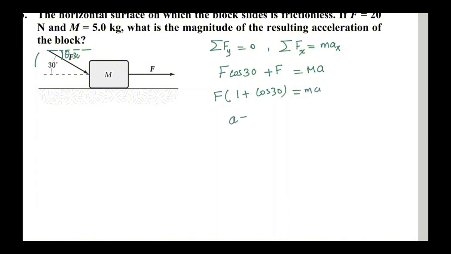So A in this case, the acceleration, is equal to 20. The force F is 20 times 1 plus cosine 30, all divided by 5. In other words, the acceleration will be 7.46 meter per second square.